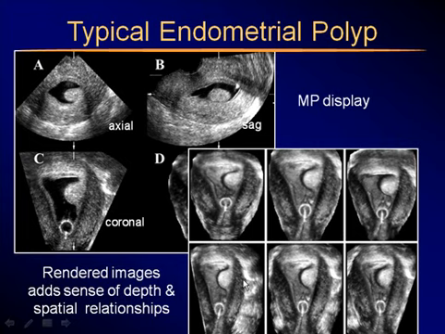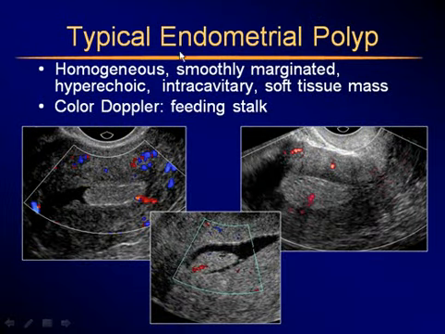Some places are now doing only 3D evaluation of the uterus and the endometrial cavity without the sonohysterogram. Some places are still doing quite a bit of sonohysterography. So the typical endometrial polyp is a homogeneous, smoothly marginated, hyperechoic, intracavitary soft tissue mass with preferably visualization of a feeding stalk, as we can see in this patient, all three of these.